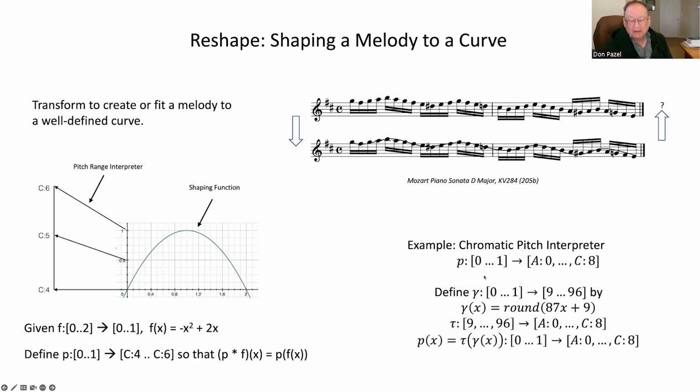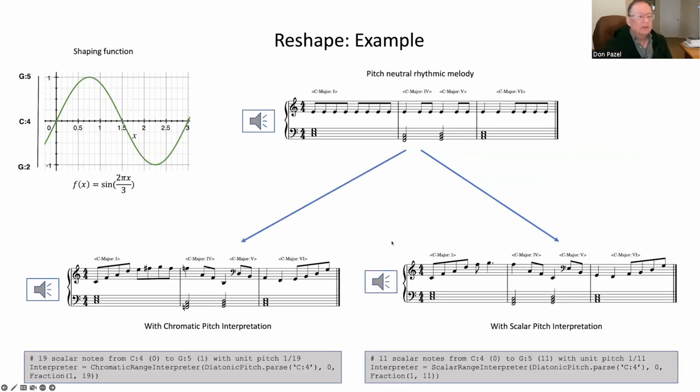And we build these sorts of things. This is a chromatic pitch interpreter. I won't go through it, but basically it's mapping 0, 1 to A0 to C8 and gives you details on how to do it. So this should be fun. So here's a sine curve, so 2 pi x over 3.